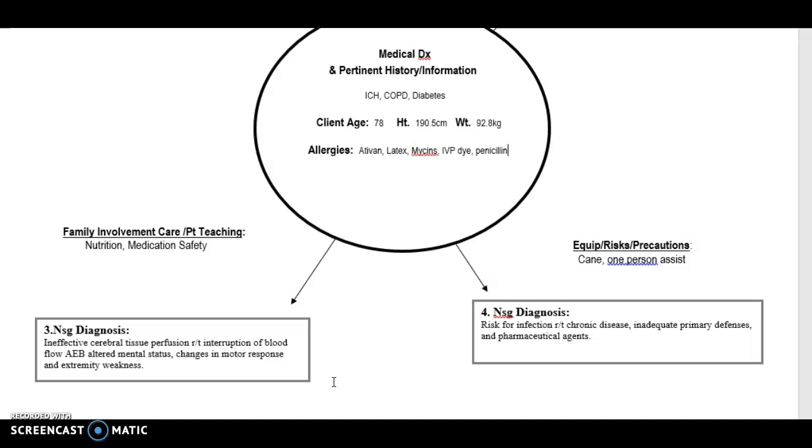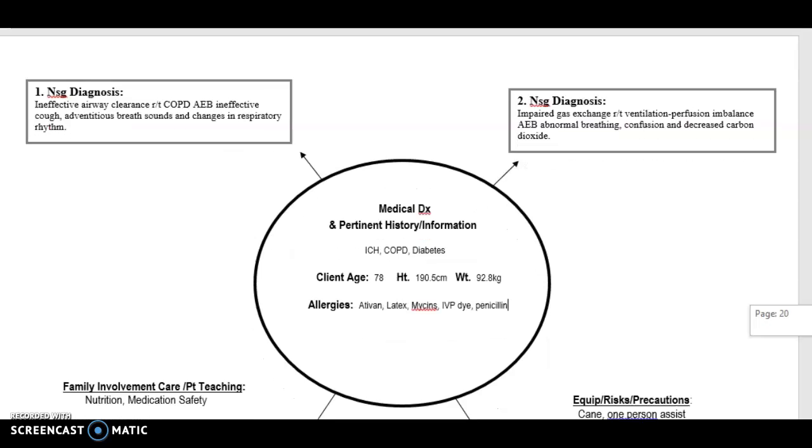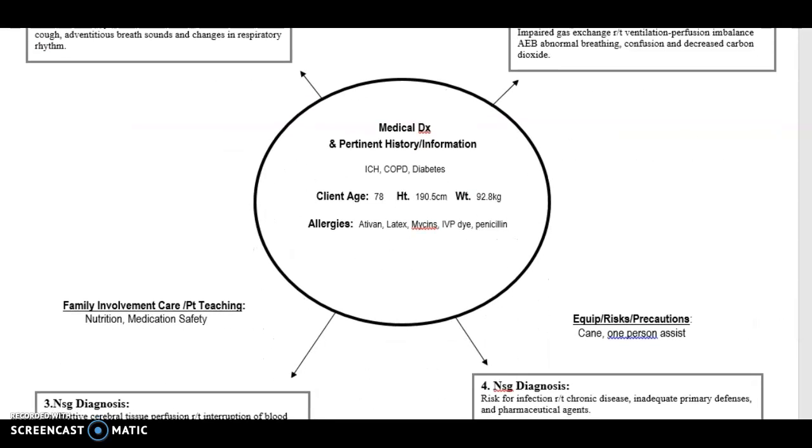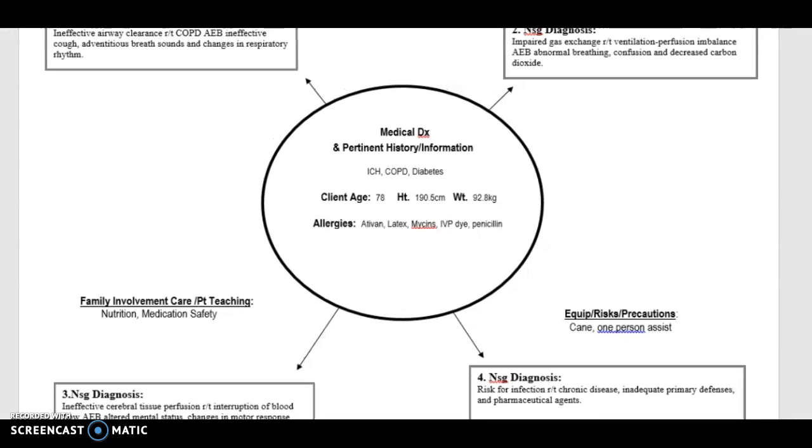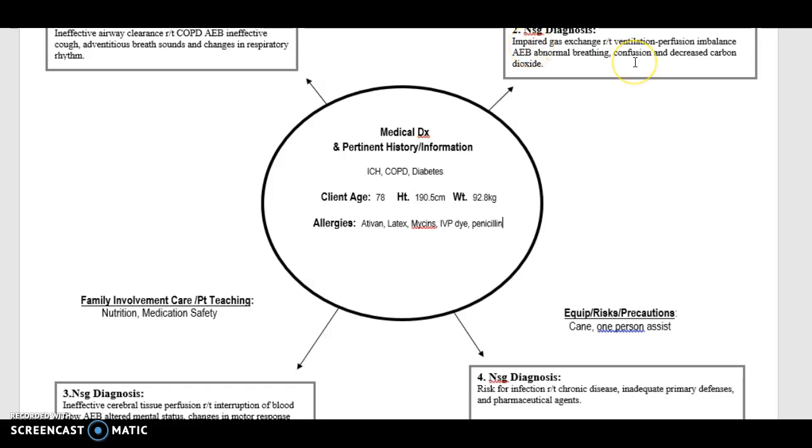That's another circulation issue. So how do we know which one is more important, the impaired gas exchange or the ineffective cerebral tissue perfusion? I would say that the impaired gas exchange is number one because that's the first thing that can affect everything else. If your gas exchange within your alveoli is being affected, you're not ever even going to get to the ineffective cerebral tissue perfusion.